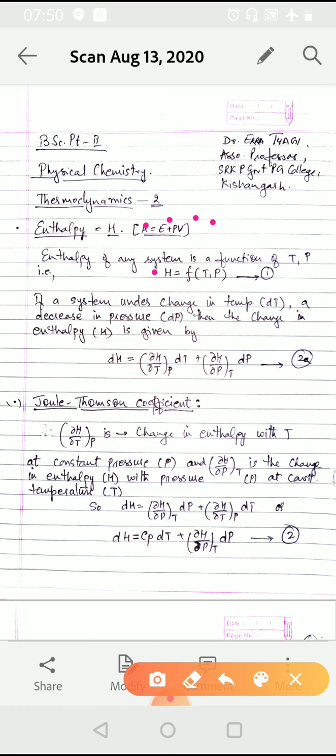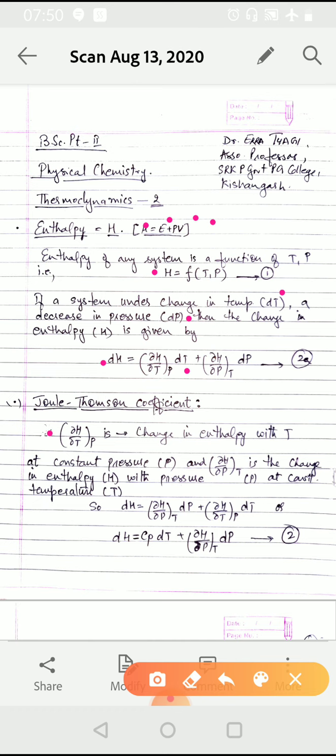Now this enthalpy is a function of temperature and pressure. Supposing a system undergoes a change in temperature by dT and a change in pressure by dP, then the change in enthalpy H is given by dH = (∂H/∂T)p dT + (∂H/∂P)T dP. Here, (∂H/∂T)p is the change in enthalpy with temperature at constant pressure, and (∂H/∂P)T is the change in enthalpy with pressure at constant temperature.